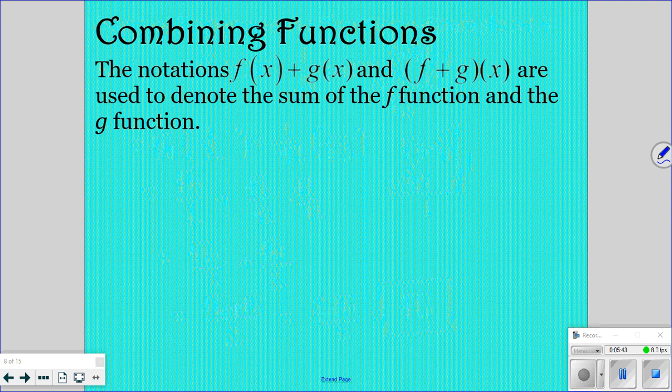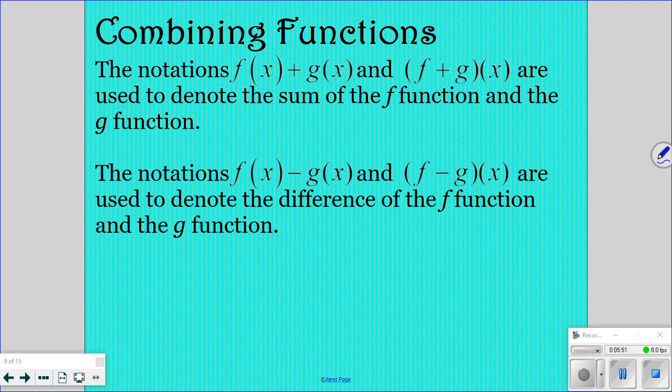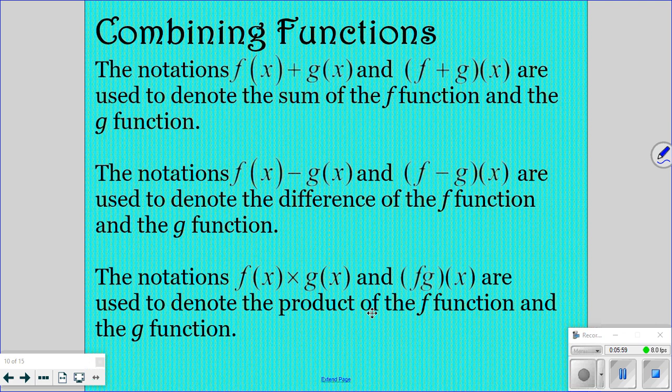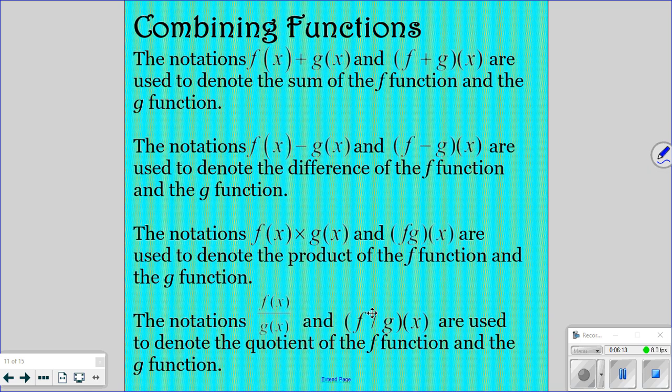If it says f of x plus g of x, that's the same thing as just saying f plus g of x. That just means you add them together. If it says f of x minus g of x, or f minus g of x, that just means you subtract the two. You can write it either way. You can do f of x times g of x, or f times g of x. Those both mean that you multiply your two functions. And then you can do f of x over g of x, or f over g of x, and those just mean that you divide them. So what sign you see is exactly what you do.